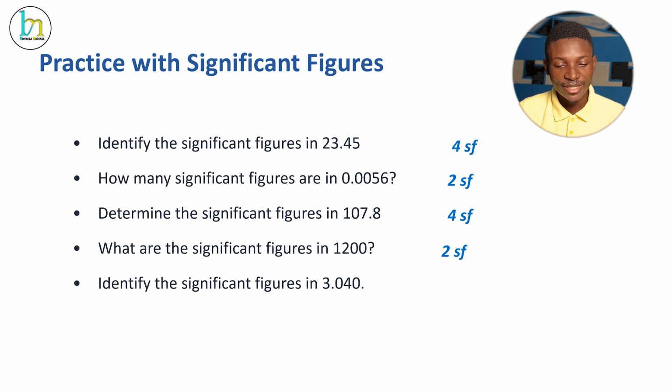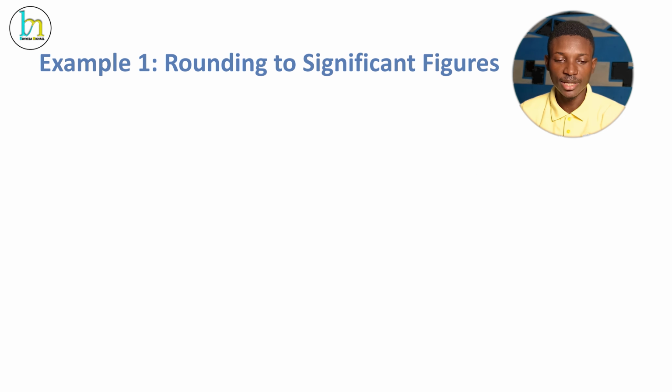Then we have: identify the significant figures in 3.040. So how many do we have here? We have 4 significant figures. All right. So now let's take our first example.